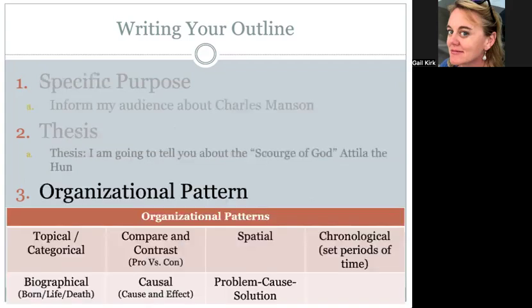The final part of the heading is your organizational pattern. Your organizational pattern, while there are more than this, I really wish I had known about this when I was writing a lot of my English essays. Think about how you want to organize your main points. The ones we're going to talk about this time are going to be topical or categorical, biographical, compare and contrast, causal, spatial, problem cause solution, and chronological.